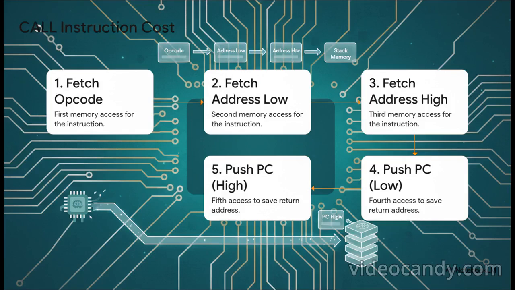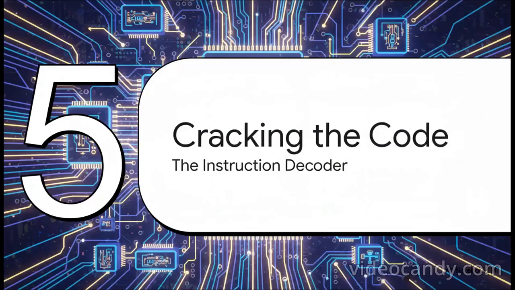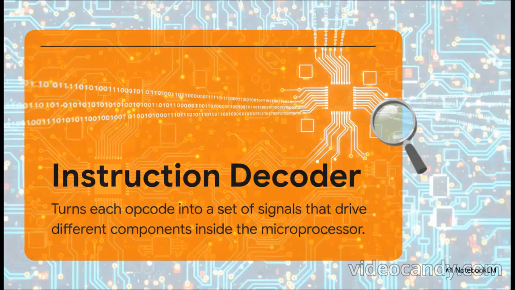But why so many? Well, as you can see here, it's a multi-step process. The CPU has to make 3 trips just to fetch the full instruction itself, the command, and the 2 parts of the address it needs to jump to. Then, before it can even go, it has to make 2 more trips to save its current location so it knows how to get back later. Each of these 5 steps is another slow walk to the pantry.